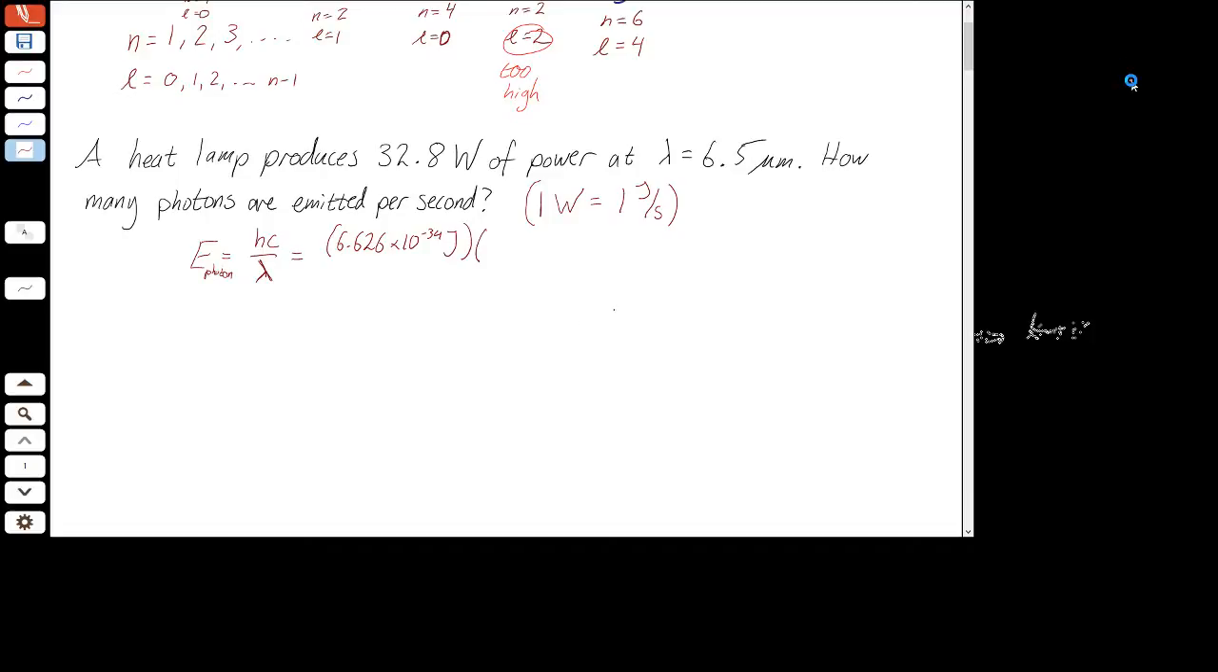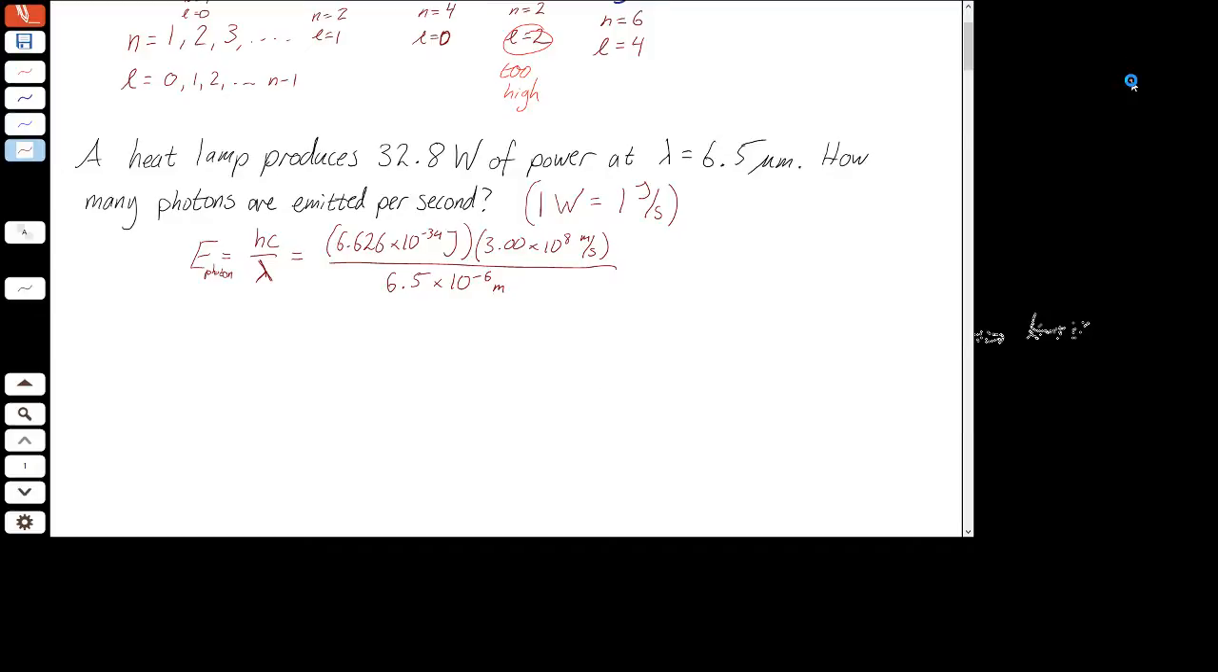So we'll take Planck's constant and the speed of light, and then we will divide it by the wavelength. Now that's 6.5 micrometers. We need it in meters. So micrometers is 10 to the minus 6th meters. So that would be 6.5 times 10 to the minus 6th meters.